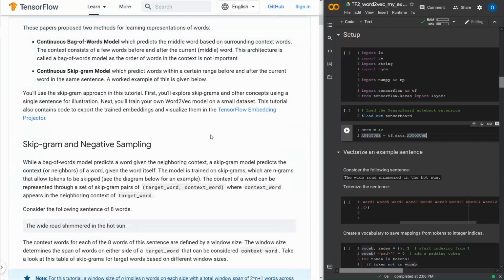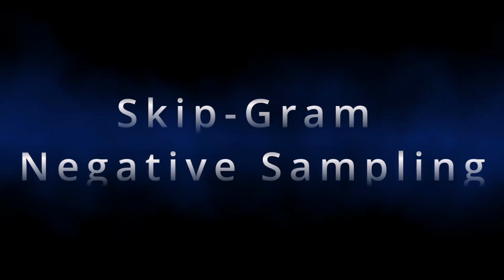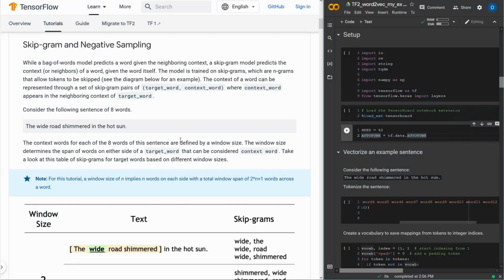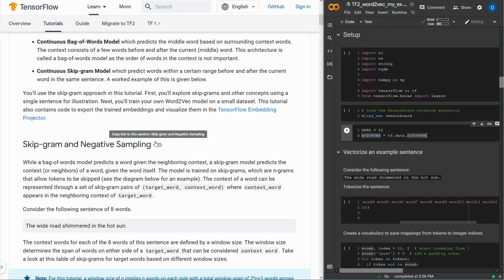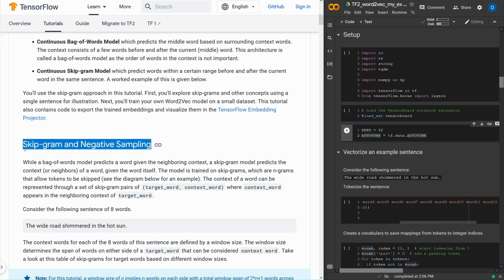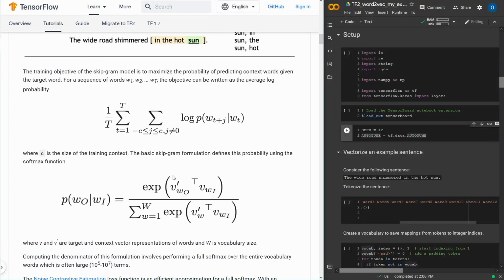Now, if you are familiar with Word2vec, and I guess you are, because it came up in 2013, just a very short summary. Word2vec is based on two principles, skipgram and negative sampling. Negative sampling is, of course, the interesting part of this, but let's start with the training objective for the skipgram model, which is to maximize the probability of predicting the right context word given a target word.